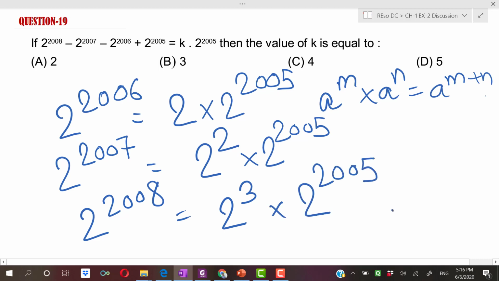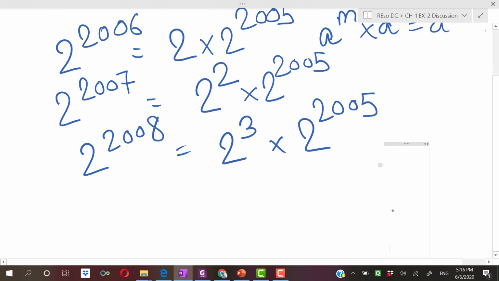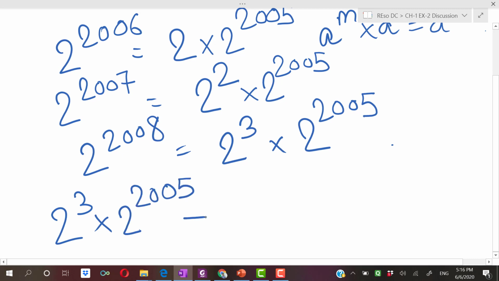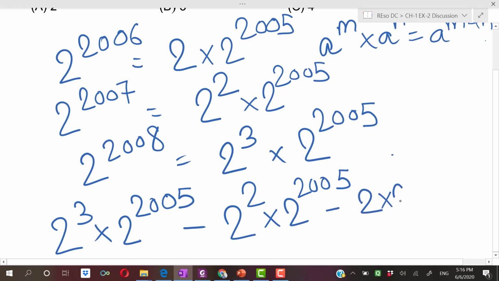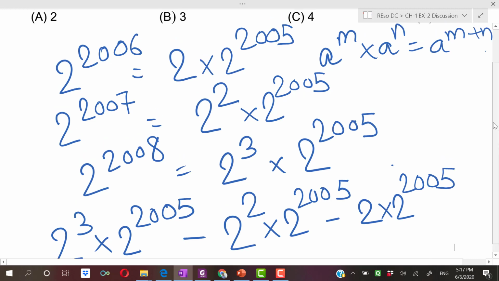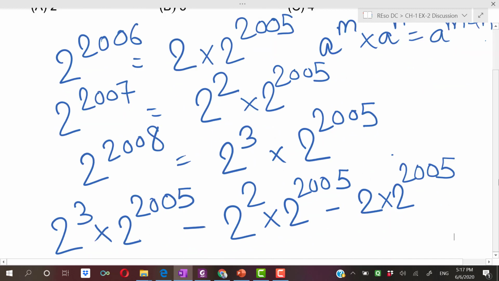Now my given expression will be 2 raised to the power 3 into 2 raised to the power 2005 minus 2 raised to the power 2 into 2 raised to the power 2005 minus 2 into 2 raised to the power 2005, plus 2 raised to the power 2005 is equal to k into 2 raised to the power 2005.